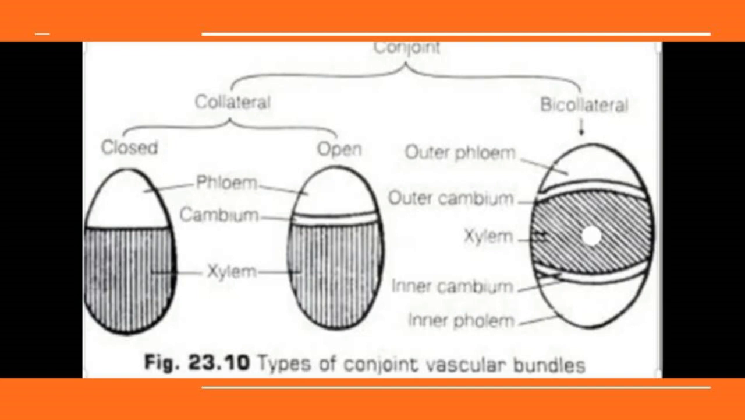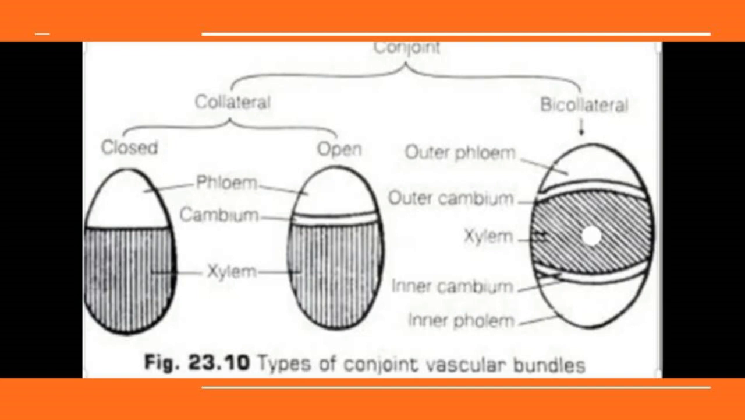Conjoint vascular bundles can be seen in leaves and stems of the plants. Phloem and xylem lie in the same radius. First, collateral. When cambium is present in a collateral bundle, it is open. Example, dicot stem. A collateral bundle without cambium is called closed. Example, monocot stem.